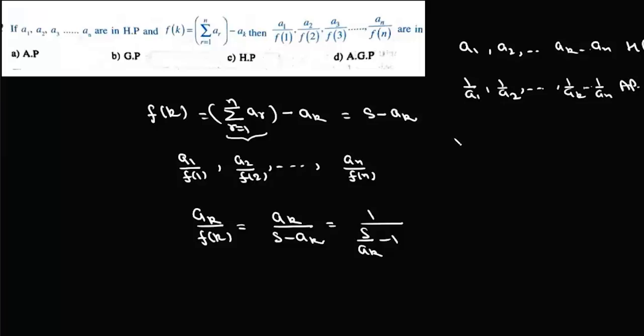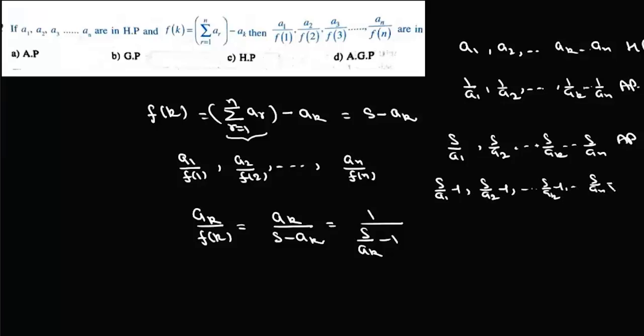We will multiply it with S, so we can write S upon A1, S upon A2, S upon AK, S upon An will be an AP, and if we subtract 1 also, it will still be an AP. So S by A1 minus 1, S by A2 minus 1, S by AK minus 1, S by An minus 1 will be an AP, and its reciprocals 1 upon S by A1 minus 1, 1 upon S by A2 minus 1, 1 upon S by AK minus 1 will be an HP. So this resulting sequence is an HP, which is your option C.